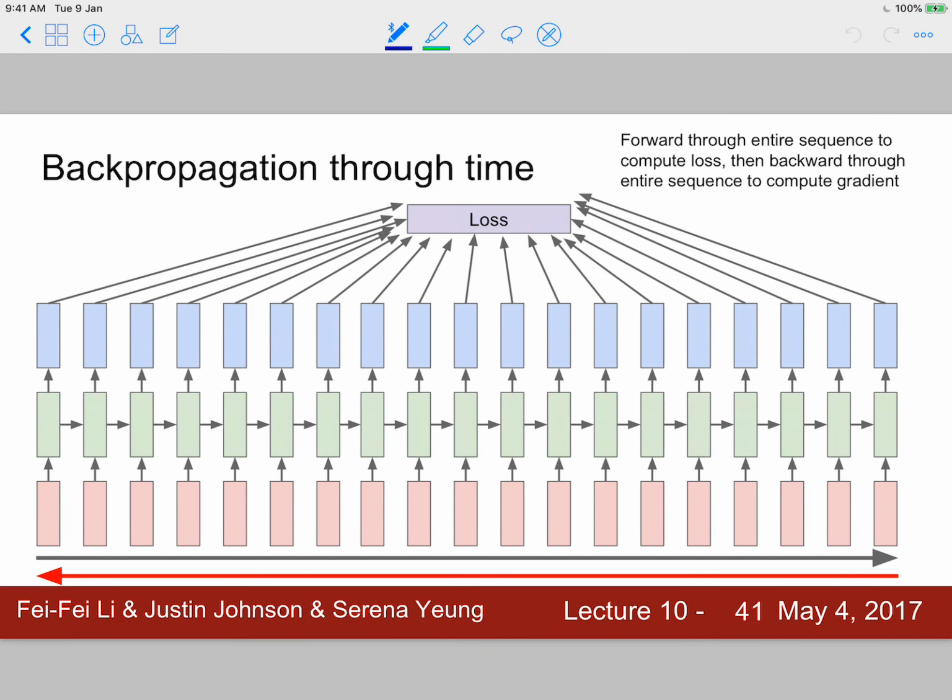Okay, and so you guys understand this backpropagation through time, and also this truncated backpropagation through time, which is sometimes called BPTT. Okay, and I believe min-char RNN is also using this truncated backpropagation through time.